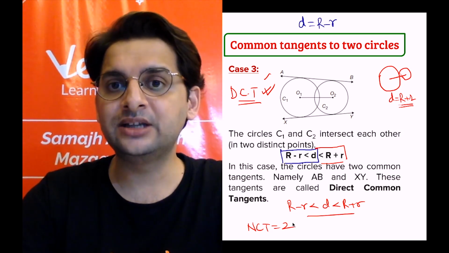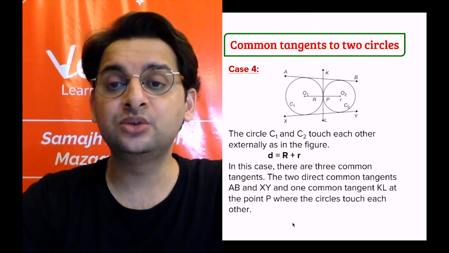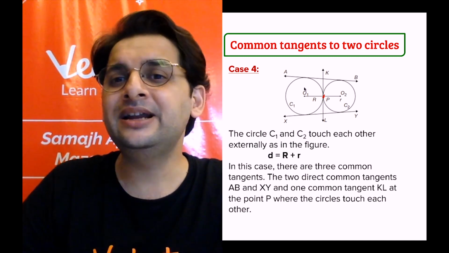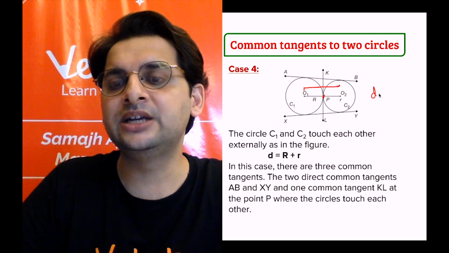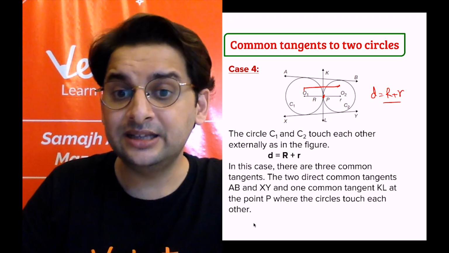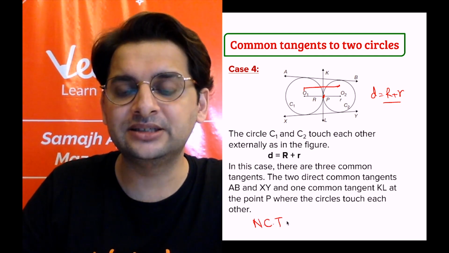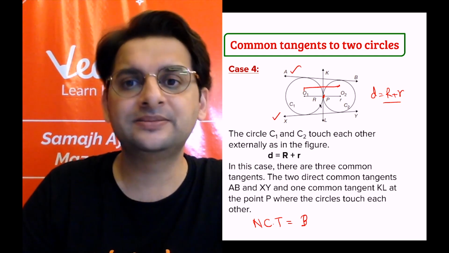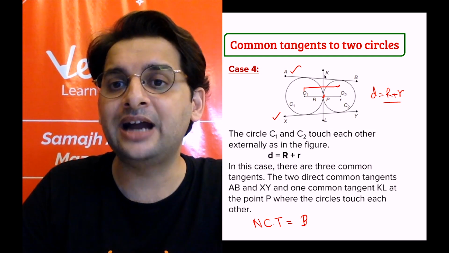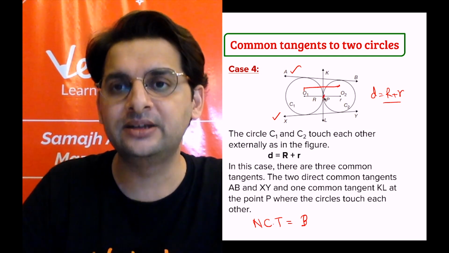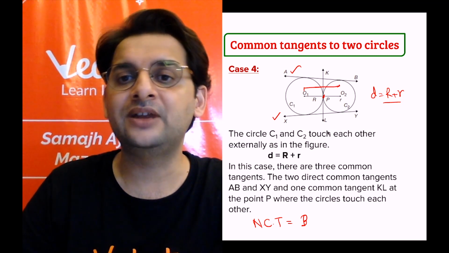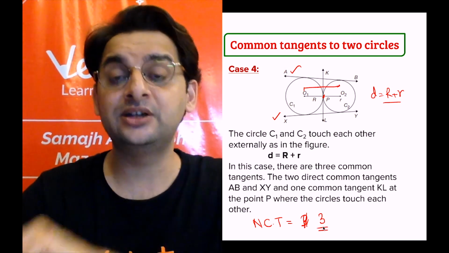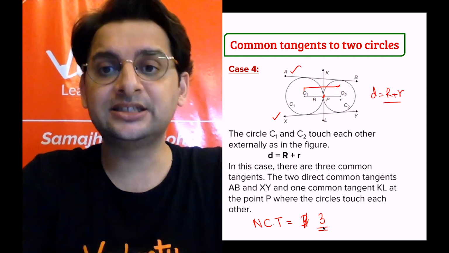Alright, so let us look at the fourth case. This is the limiting case when the two circles are touching each other externally, let's say at point P. And clearly the center to center distance D is equal to R plus r, no problem with this. In this case, my dear friends, the number of common tangents is 3. There are two direct common tangents AB and XY, and there is one tangent at point P, the common point of contact. So there are three tangents: two direct common tangents and one common tangent at the common point of contact. So the number of common tangents when the two circles touch each other externally is 3.